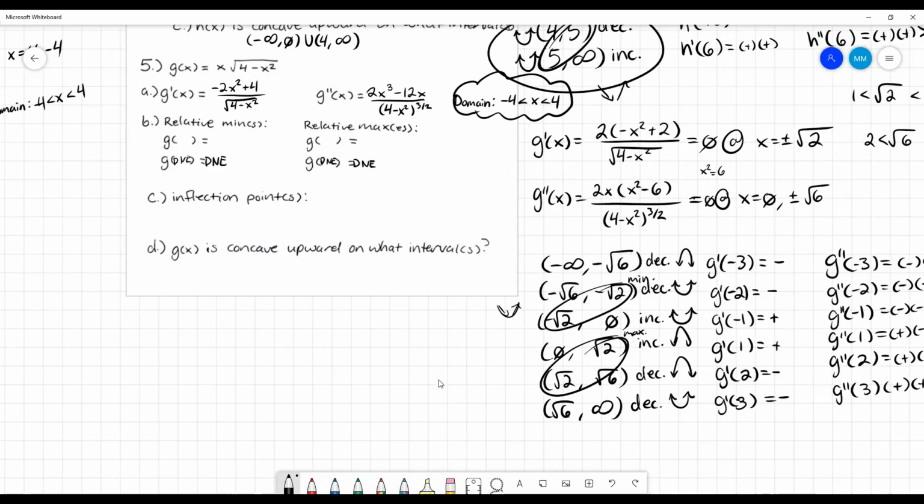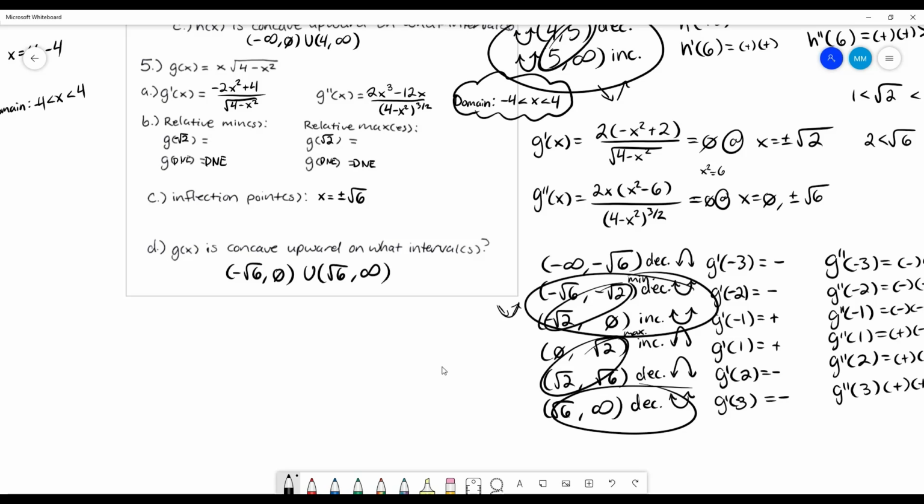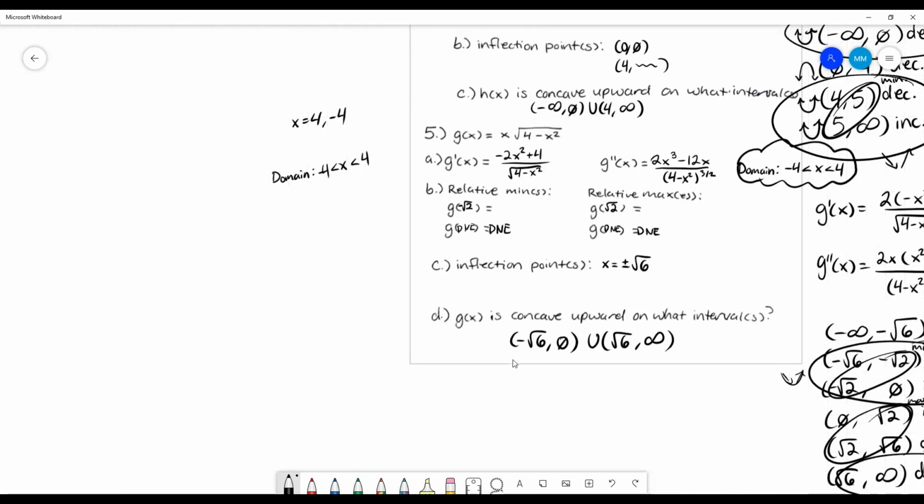Okay, so I've got a relative minimum at negative square root of 2, and a relative maximum at positive square root of 2. We have an inflection point at x equals plus or minus square root of 6, and it's concave up from here and here. So negative square root of 6 up to 0, right, because that just continues through, and then union square root of 6 up to infinity. Okay, now all we have to do is plug in these points into our original function and figure out what our relative minimum and relative maximum actually are.